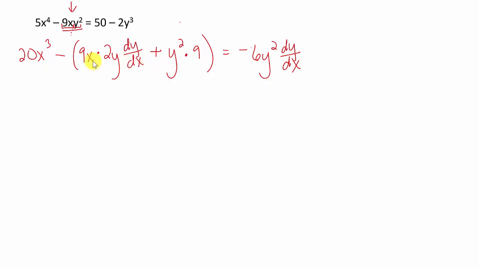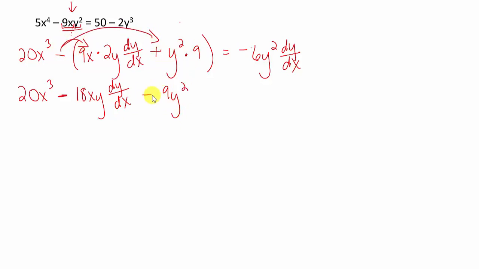Okay, I'm going to clean this up a little bit. I'm going to multiply these things, write them a little bit nicer, and I'm going to distribute my negative. So when that happens, I get 2x cubed. This 9x times 2y is going to give me 18xy, and when I distribute my negative, that's going to become negative. I do have this dy/dx next to it. Here, y squared times 9 is going to be 9y squared, and I'm distributing the negative to this and to this, so I would have a negative sign there as well. Equals negative 6y squared dy/dx.